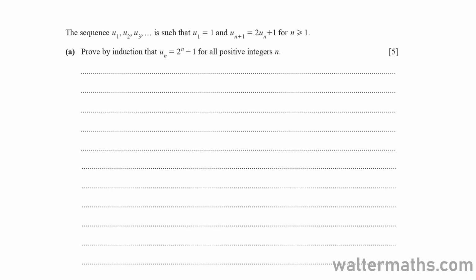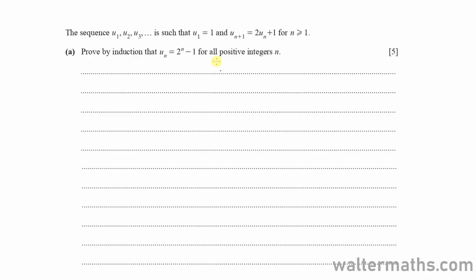Question number 2. The sequence u sub 1, u sub 2, u sub 3, and so on is such that u sub 1 is equal to 1 and u sub n plus 1 is equal to 2 u sub n plus 1 for n is greater than or equal to 1. So on A they say, prove by induction that u sub n is equal to 2 to the power of n minus 1 for all positive integers n.